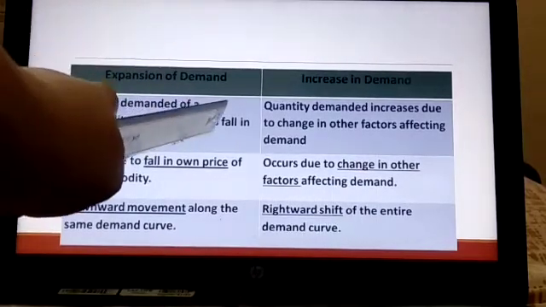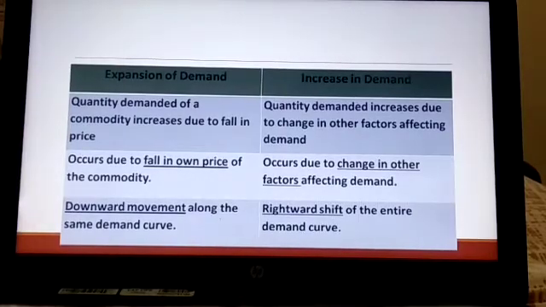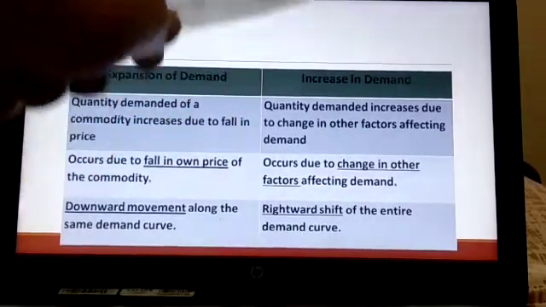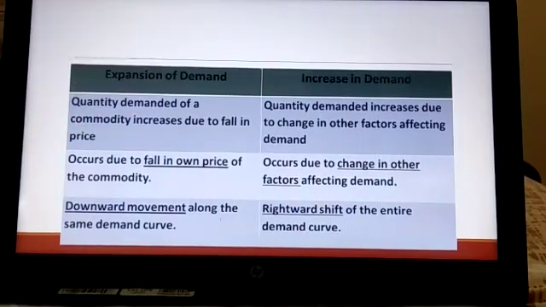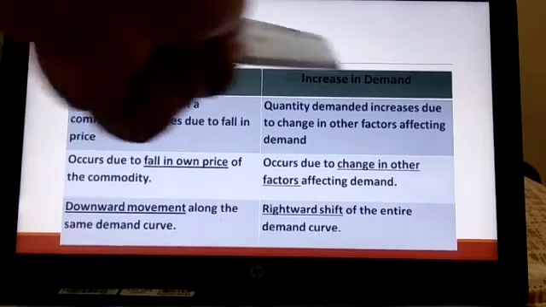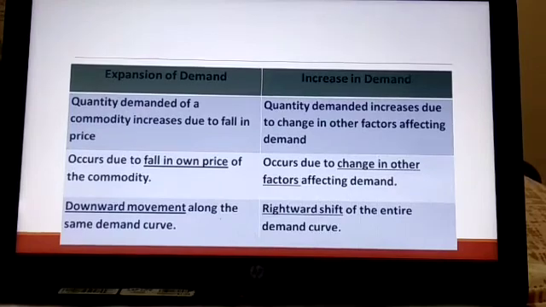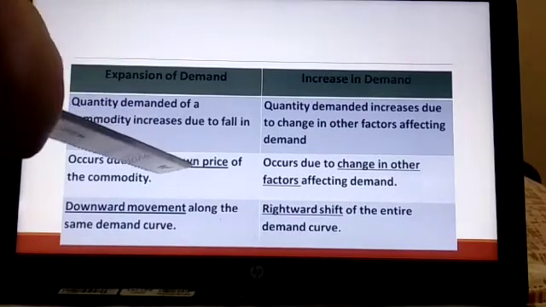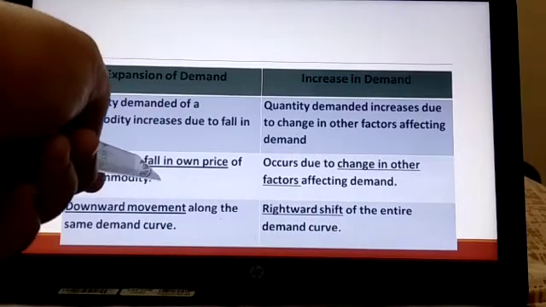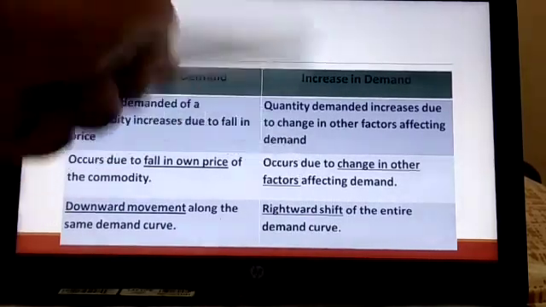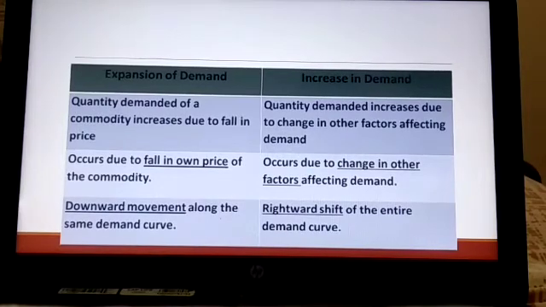Expansion of demand happens due to fall in price and increase in demand happens due to change in other factors. In both the cases, demand will increase, but the reasons are different. It occurs due to fall in own price of the commodity, okay, and it occurs due to change in other factors affecting demand.